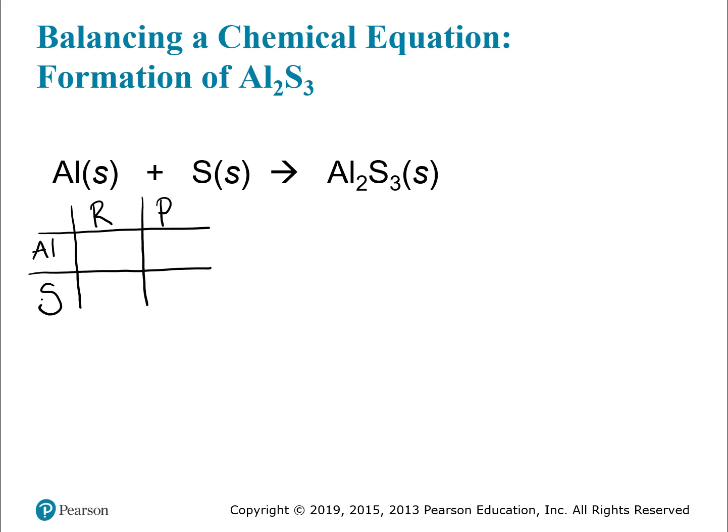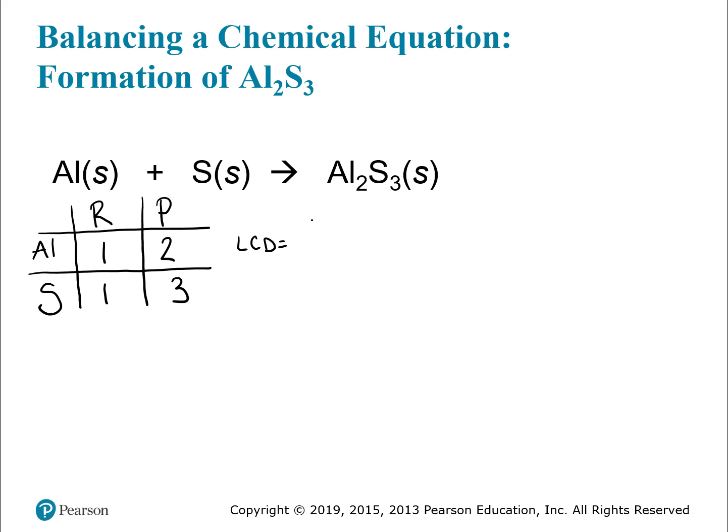The only 2 elements in this chemical equation are aluminum and sulfur. On the reactant side, we see 1 of each. On the product side, however, there are 2 aluminum atoms and 3 sulfur atoms, so clearly not balanced. What you do to balance is you start with 1 atom and you look for the lowest common denominator.